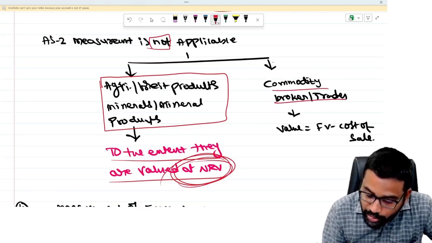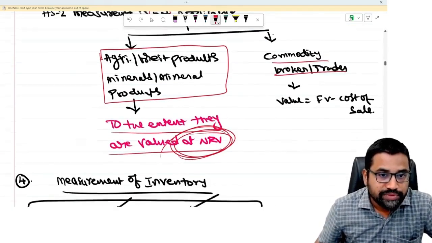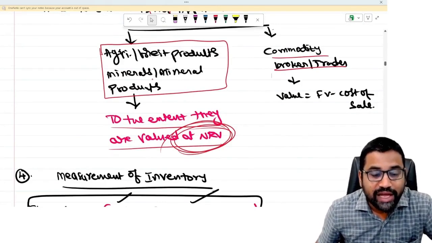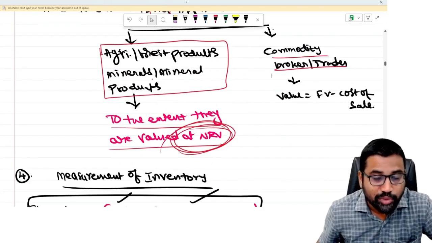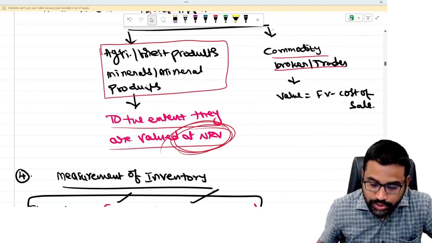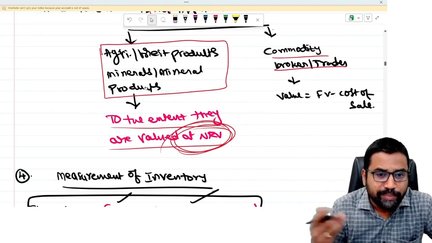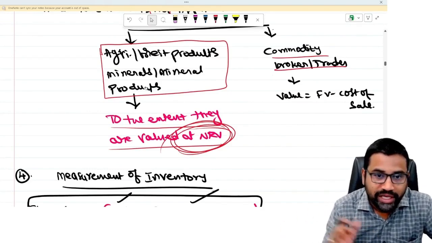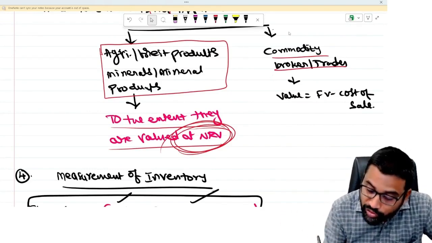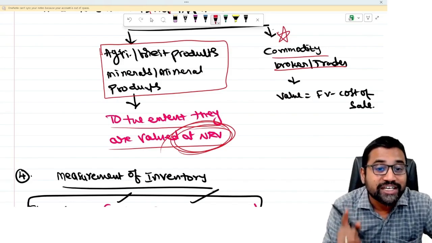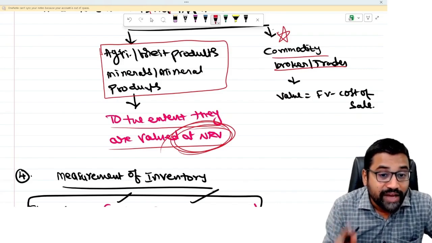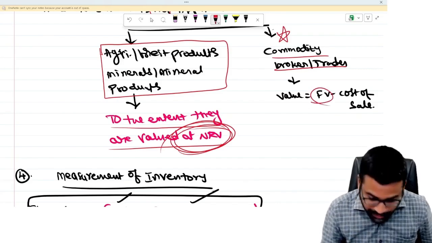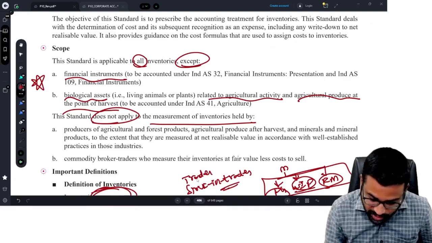And suppose I am a commodity broker, or a trader, so I need to value them at fair value minus cost of sale. Suppose commodity traders, commodity brokers will be there. So iron, aluminum, petrol, diesel, commodity traders will be there in the market. Now for these commodity traders also, this standard is not applicable, because they have to make their inventory valuation at fair value minus cost of sale.